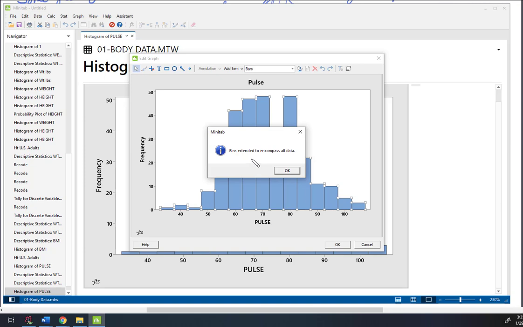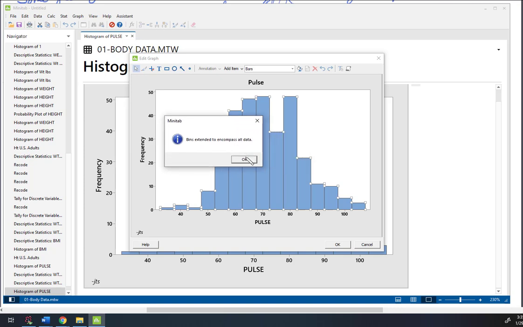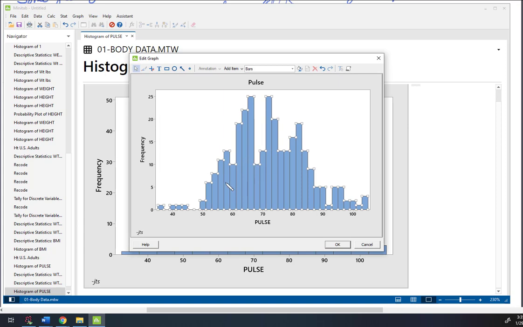Now it's giving me a reminder here that I didn't put in enough data, and it's going to have to take up the burden. It's kind of complaining, you're going to leave this to me again? And I am, so I'm going to say OK. And that gives me a new graph. And you know, in this case, I think that new graph may be worse than the one we started with, but it illustrates for you how to change the binning.